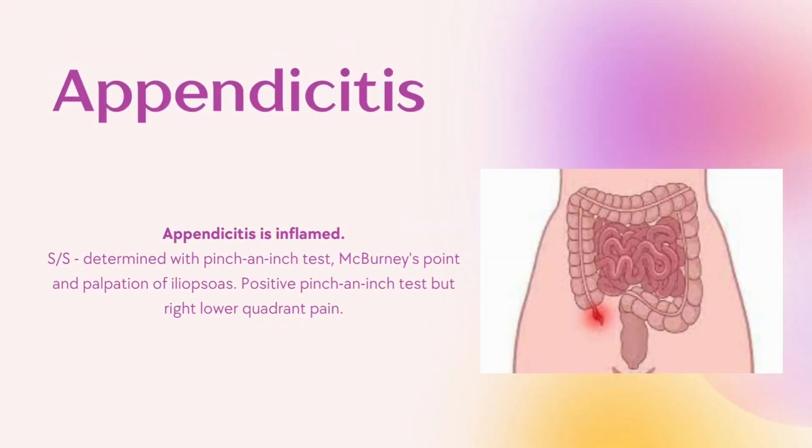First off, we're going over appendicitis. This is when the appendix is inflamed, and you can see the location of the appendix in the picture to the right. Signs and symptoms include right lower quadrant pain, and it can be determined with a pinch and inch test, McBurney's point, and palpation of the iliopsoas. You can cluster these together and figure out if they have the possibility of appendicitis. And if you do believe your patient does, you need to refer out immediately.